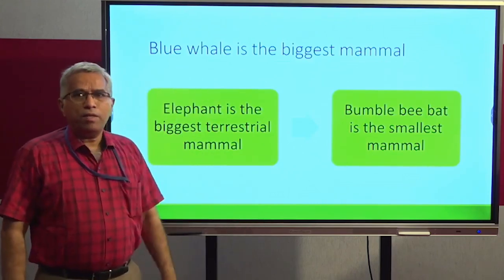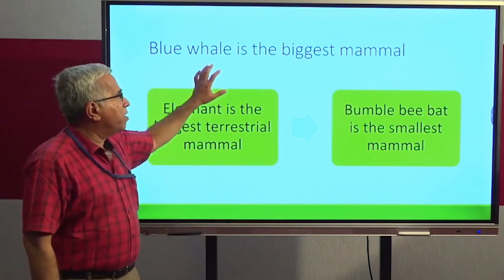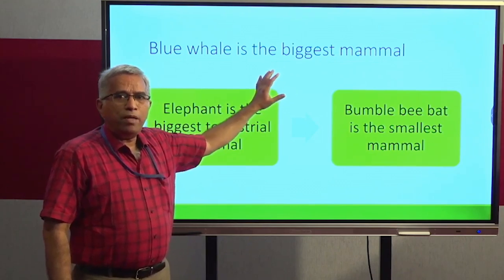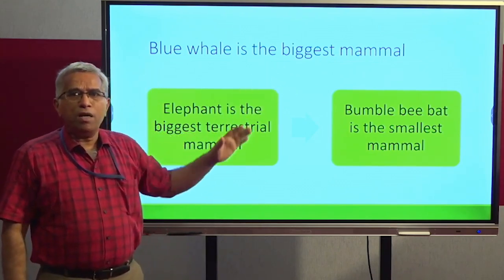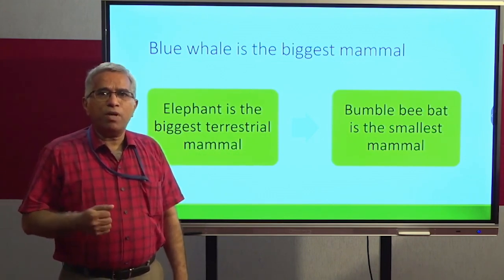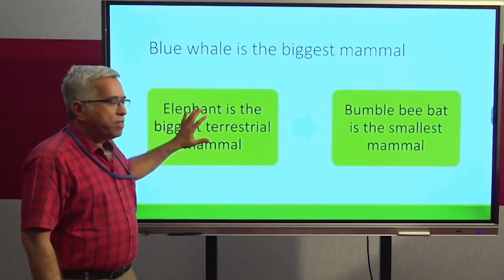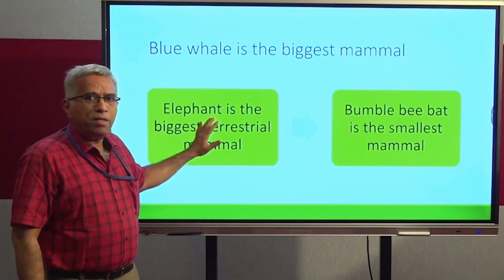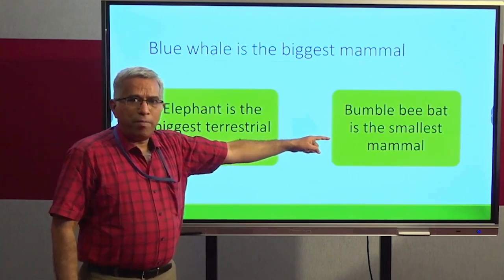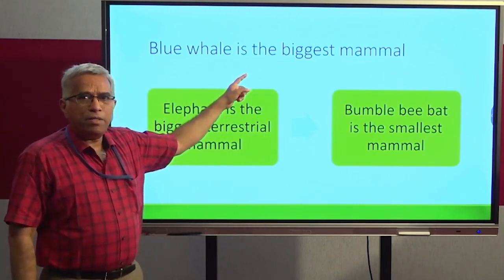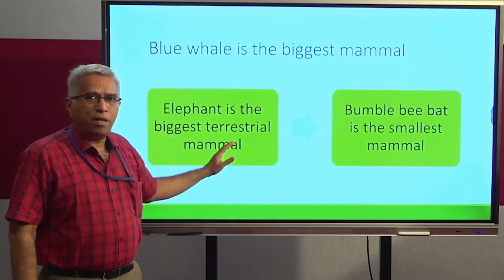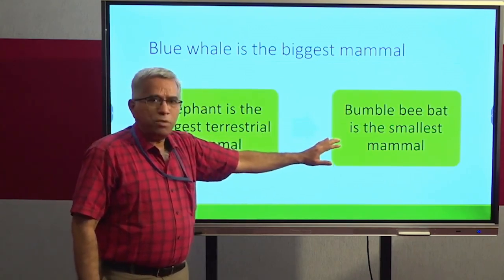Blue whale, which is aquatic in nature, is also called Balaenoptera musculus. It is the biggest mammal. The name is given because it has belly teeth and it is very musculous in nature. Followed by this, the elephant is the biggest terrestrial mammal. The bumblebee bat is the smallest mammal. So, the blue whale is the biggest mammal, which is aquatic, and among terrestrial mammals, the elephant is the biggest, and the bumblebee bat is the smallest mammal.